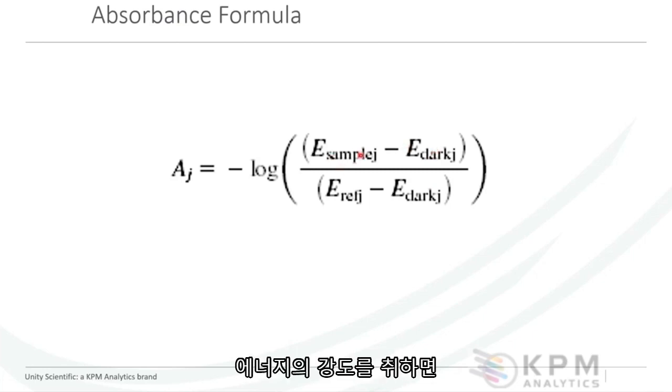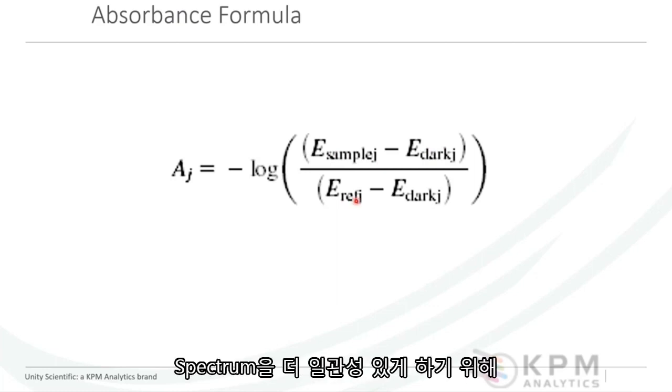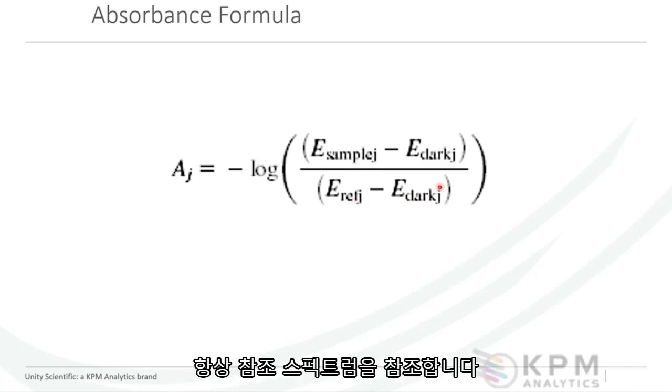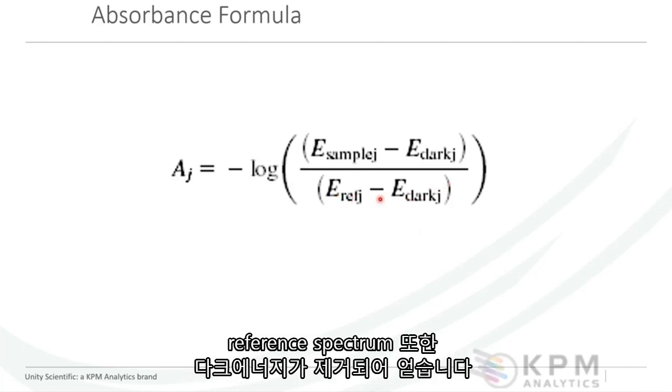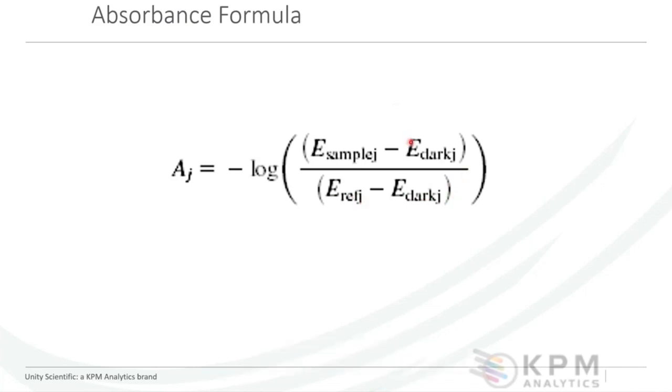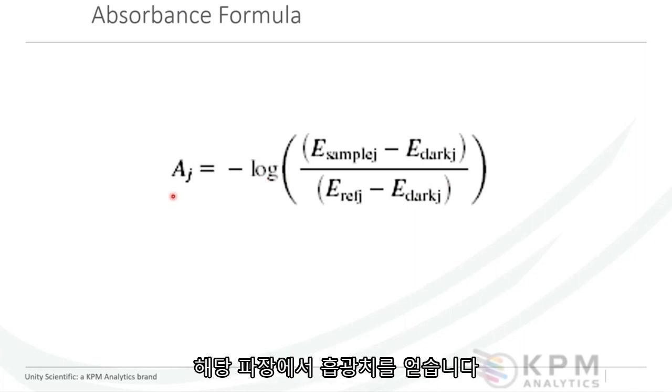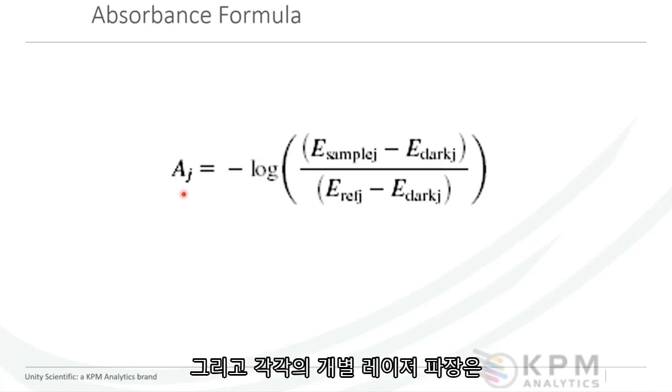So we take the intensity of the energy from your sample. We always subtract out the dark. That's our numerator. For the energy of the reference, we use a dual beam system. So we always refer our sample spectrum to a reference spectrum to make it more consistent. The reference spectrum also gets the dark energy removed. So this ratio, we take a negative log and we can determine what the absorbance is at that wavelength.